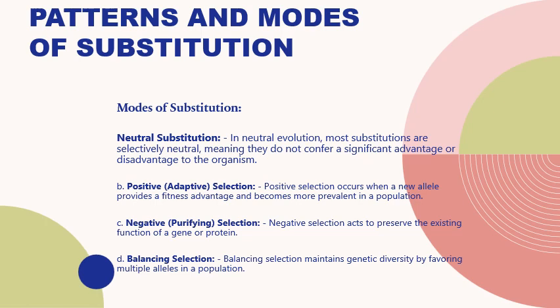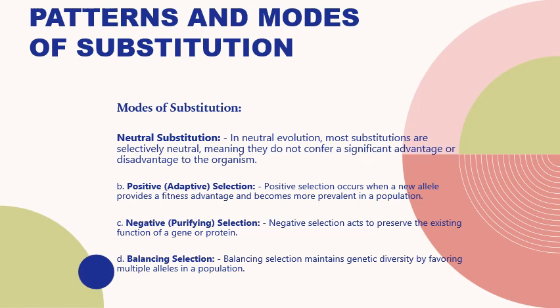So how can we apply these? Understanding patterns and modes of substitution is crucial for various fields, including phylogenetics, population genetics, and molecular epidemiology. It helps in estimating evolutionary relationships, divergence times, and the impact of selection on genetic diversity.